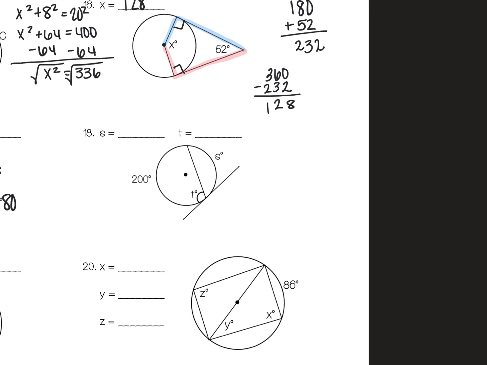For 18, I have a chord meeting a tangent line, which means that this is just a kind of weird type of inscribed angle. So this angle T is half as big as this red arc, making it 100. And then to get S, I know that the whole circle is 360. And over here we have this 200 degrees. So if I take 360 minus 200, I get S, which is 160.